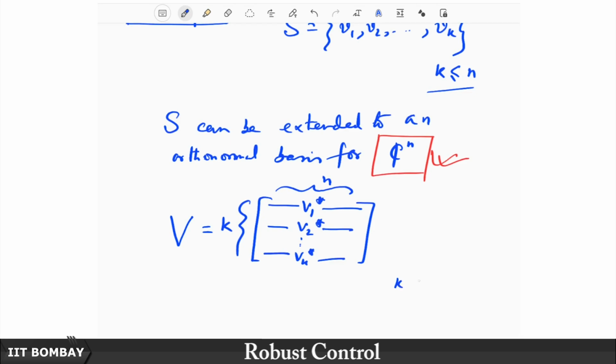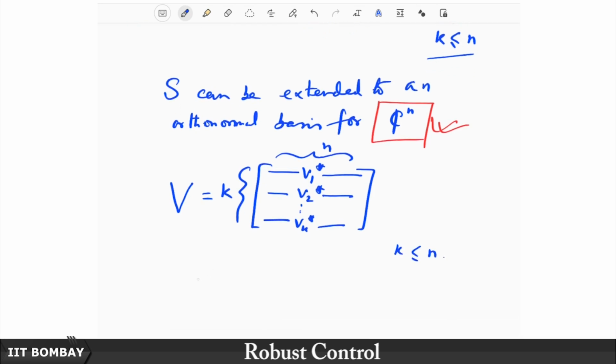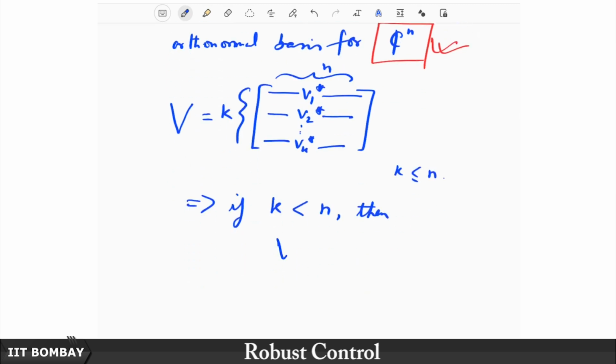Well, for one, k is less than or equal to n, and therefore, if k is strictly less than n, then V has a non-trivial kernel. Why am I saying this? Let us go over this a little slowly, so that these ideas are crystallized. This is what we call a fat matrix, which has more columns than rows. It looks fat, or a wide matrix, different parlance.